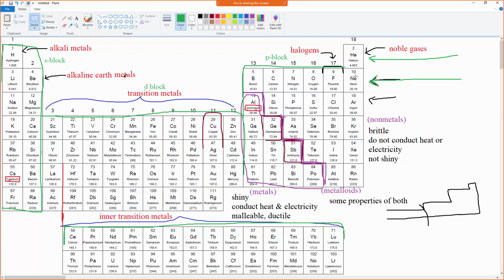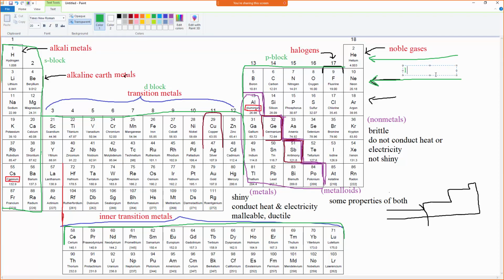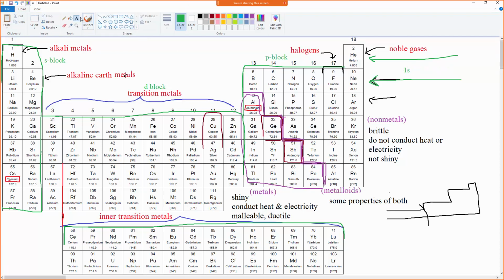Well, let's look at the electronic configuration of helium and neon and see if we can explain what's going on there. So helium only has 2 electrons, so 1s with 2 electrons and it's full, right? That's helium. Very simple. Helium right here.